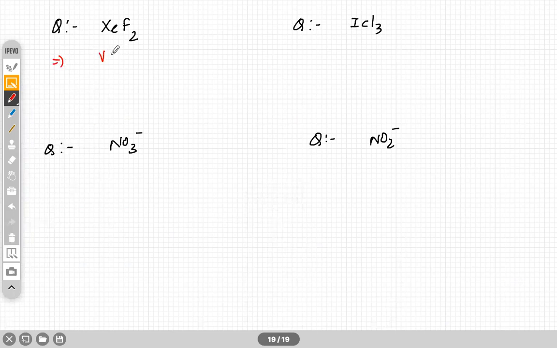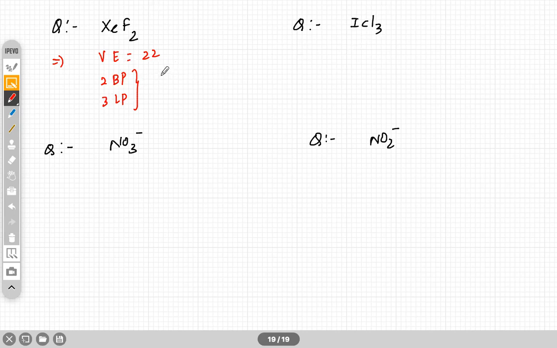XeF2, valence electron is 8 plus 14, 22. So we have 2 bond pair and 3 lone pair. See, the bond pair is always equal to the number of outer atoms. 2 fluorine atoms, 2 bond pair we must have. More than 2 is not possible. Okay, 3 chlorine atoms, you'll see here 3 bond pair must be there.